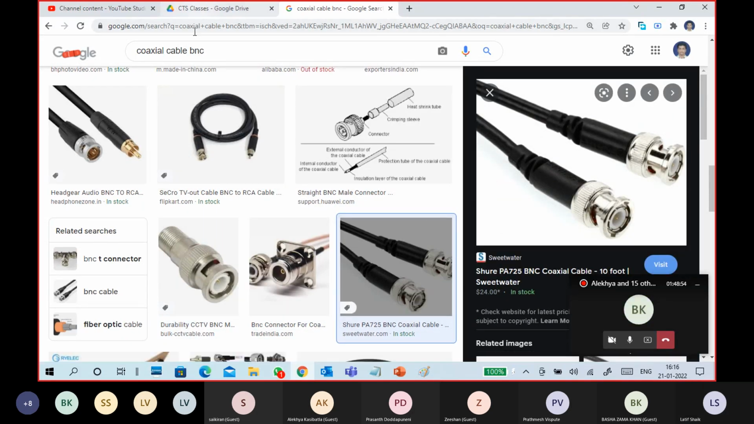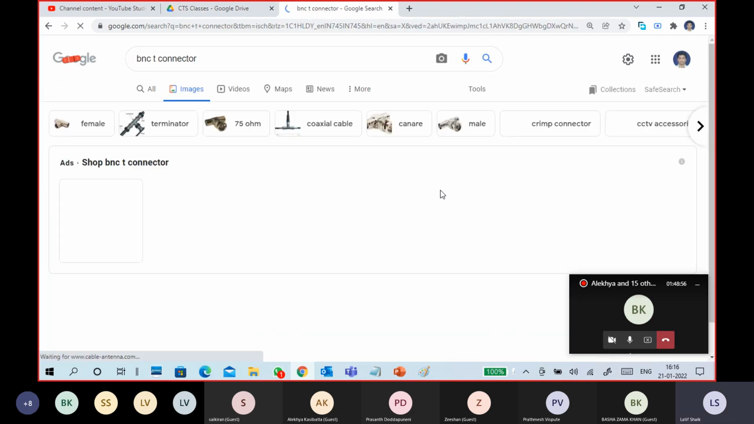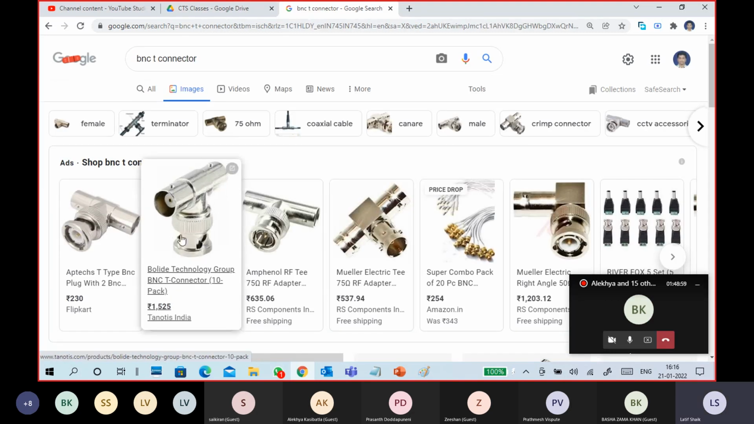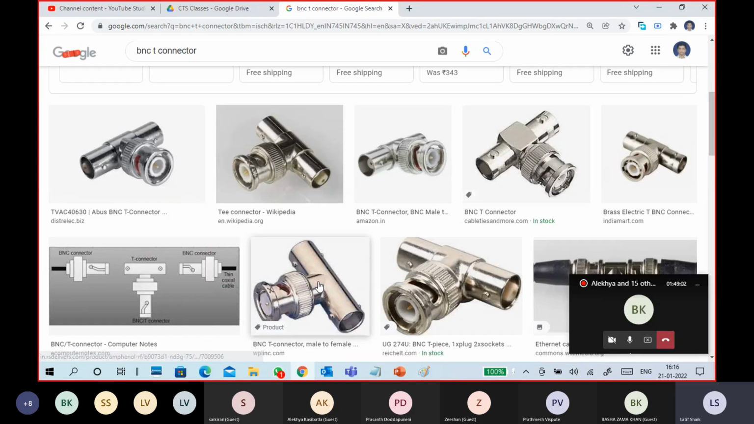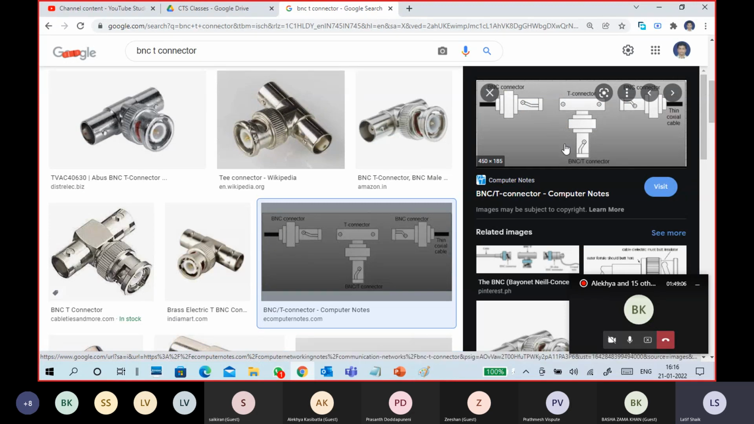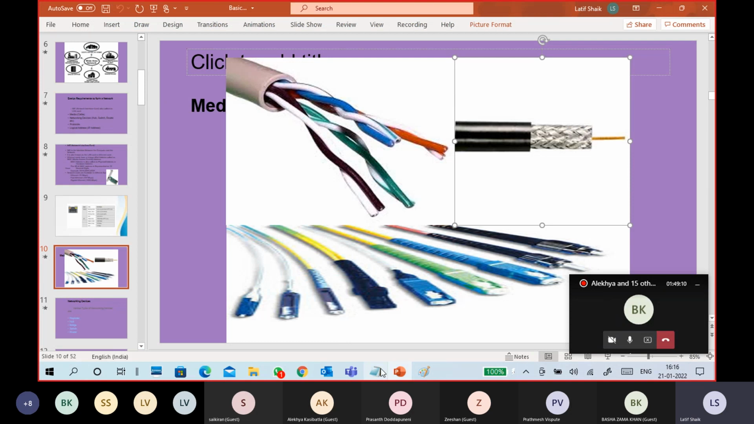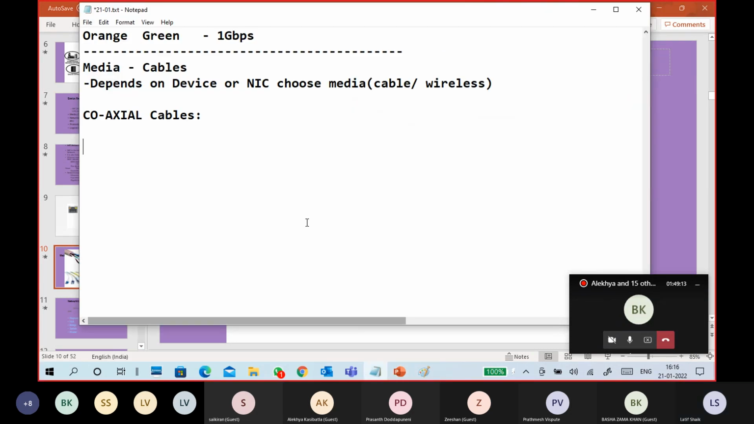Okay, so this is a T connector. It is like an extension, a side extension. If you want, you can use a T connector or a junction. So that is a T connector. So that is a coaxial cable. It supports up to 800 meters length of the cable. Still people are using this one.